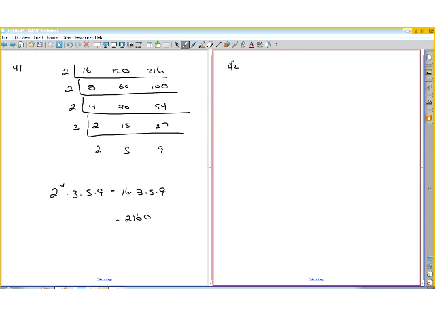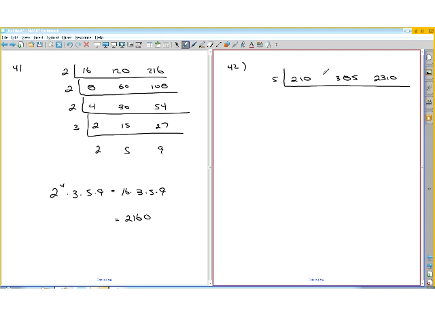Okay, let's look at 42. 210, 385, 2310. Okay, well, they're not all even, so we can't divide by 2. We know we can divide by 5.